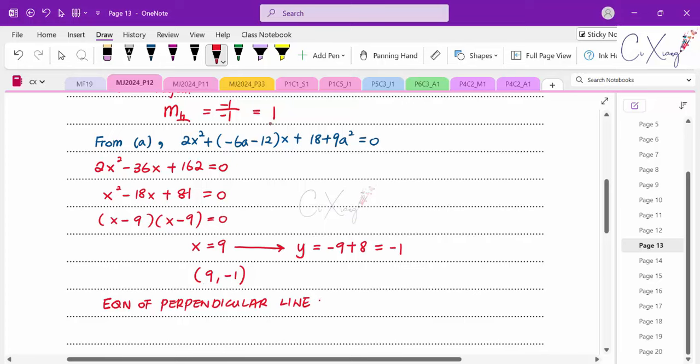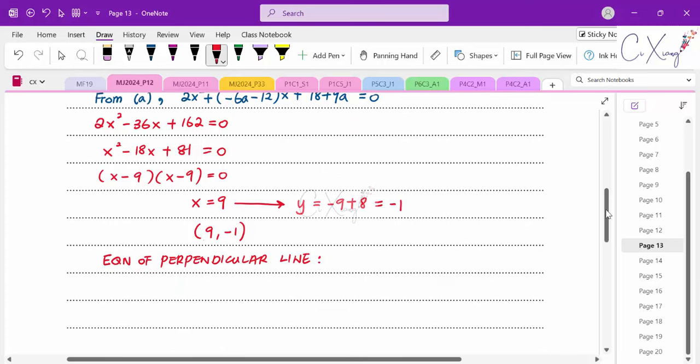What is the formula that we use to form the equation? I'm using y minus y1 equals gradient times x minus x1. So y minus y1, which is -1, equals the gradient, which is 1, times x minus x1. If you simplify this equation, by right you will have y equals x minus 10.